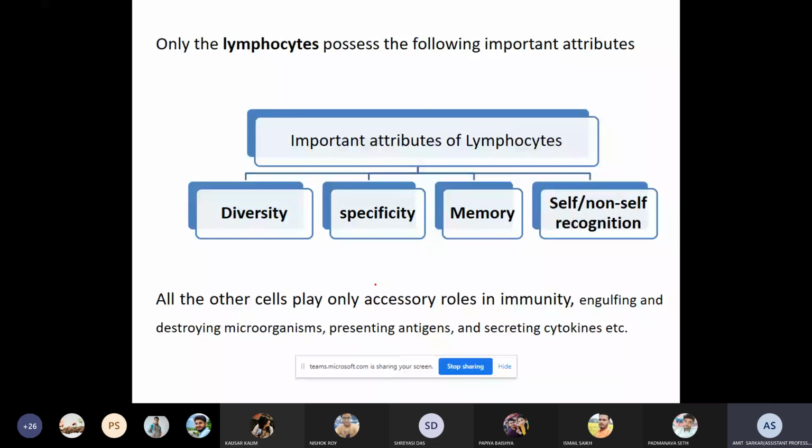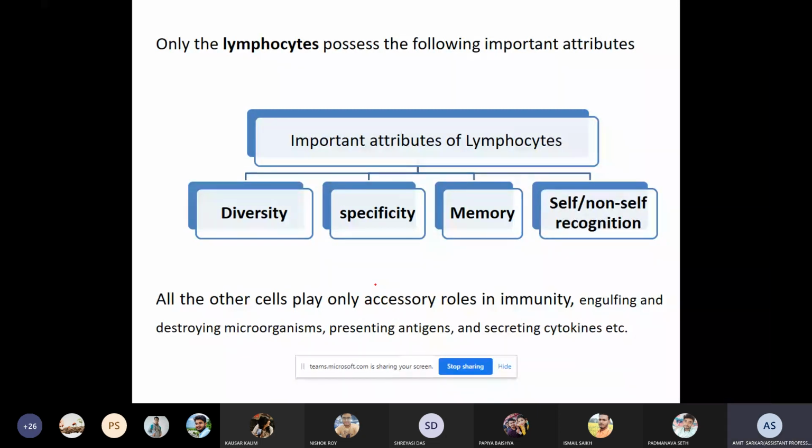Number three, memory. Only one kind of cell, which I can say, has some memory. We cannot say this about any other type of cell. But do not compare this memory with our memory. These cells do not have any brain or anything like that, so they cannot remember anything. What is the meaning of this memory? That also we will see in a while.